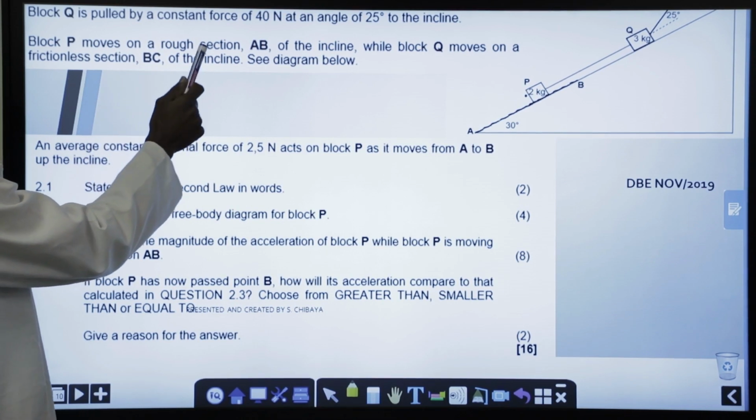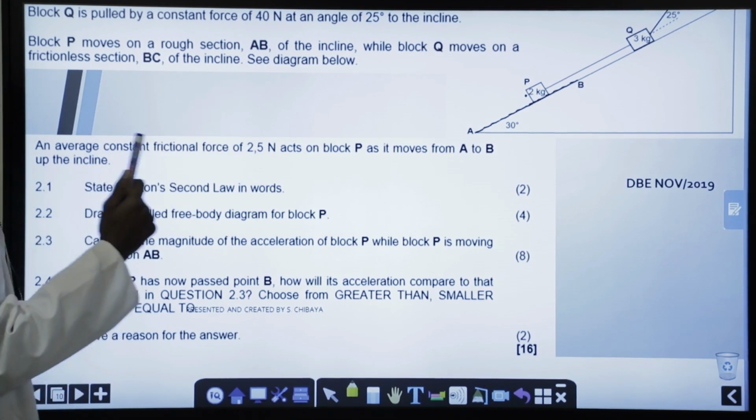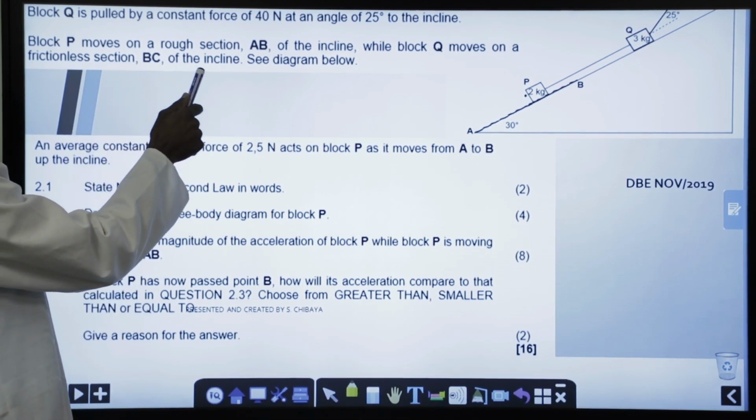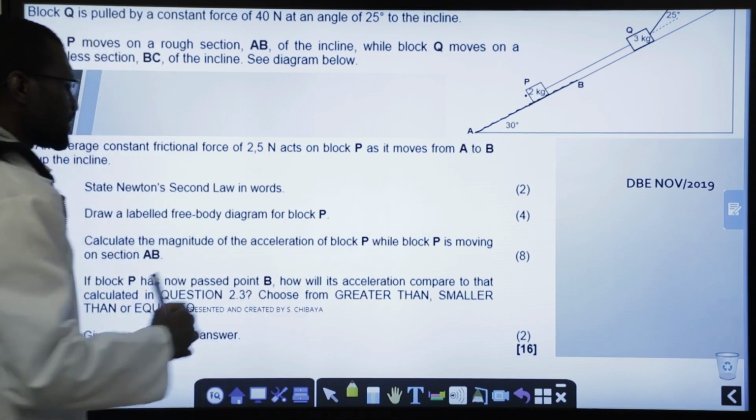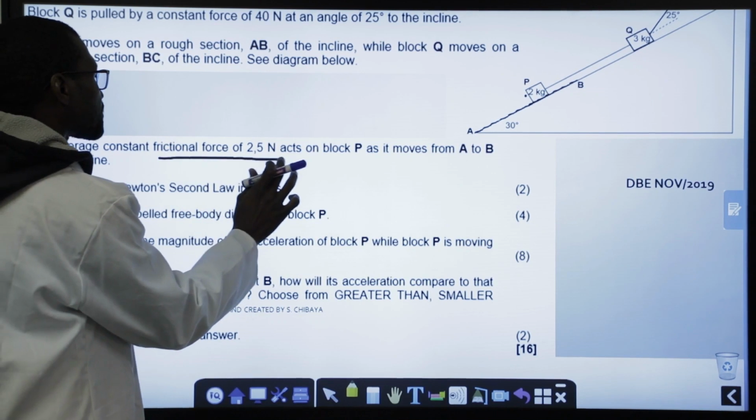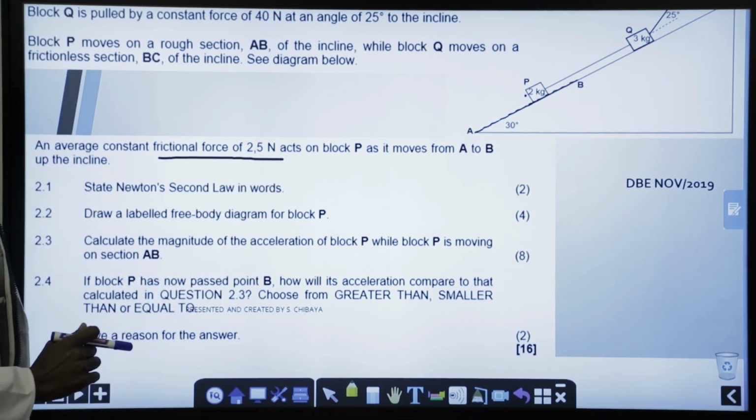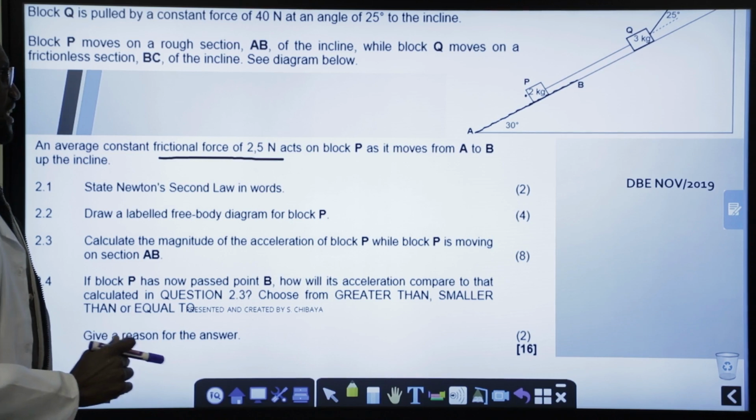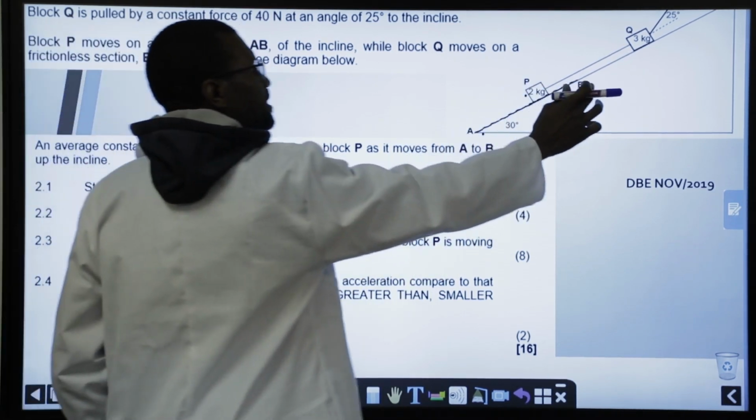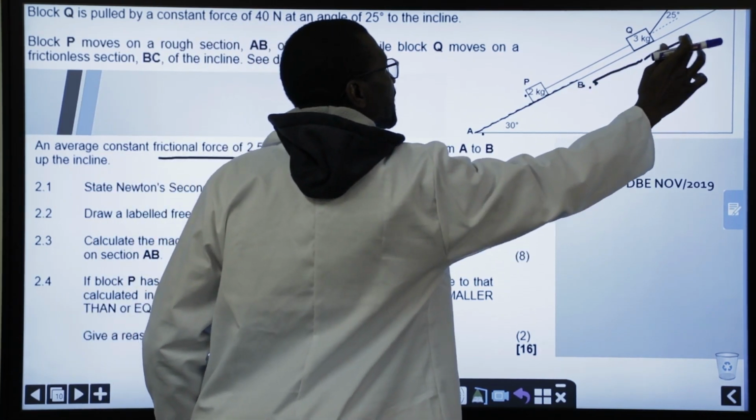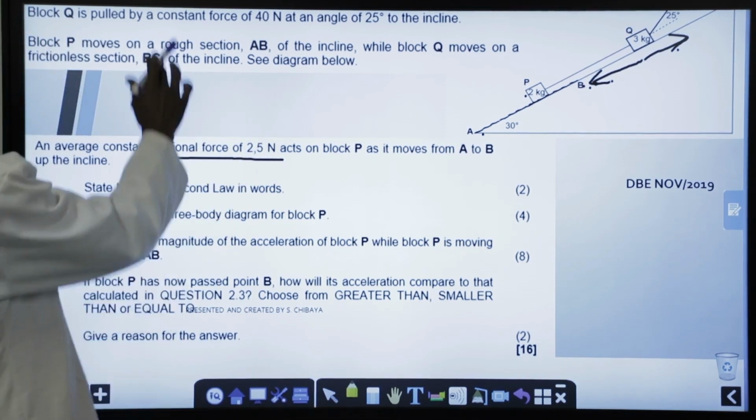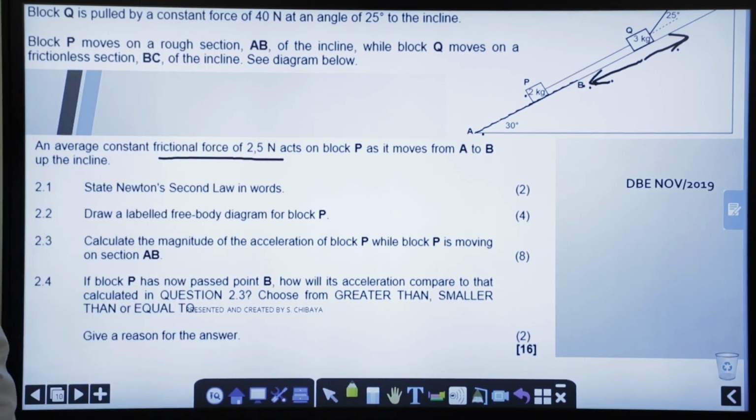Block P moves at a rough section AB on the incline, while block Q moves on a frictionless section BC of the incline. See the diagram below. An average constant frictional force of 2,5 newtons acts on block P as it moves from A to B. Now after B, we know that there is no friction here. This is a frictionless surface. That we keep in mind, because that's what the story is telling us.